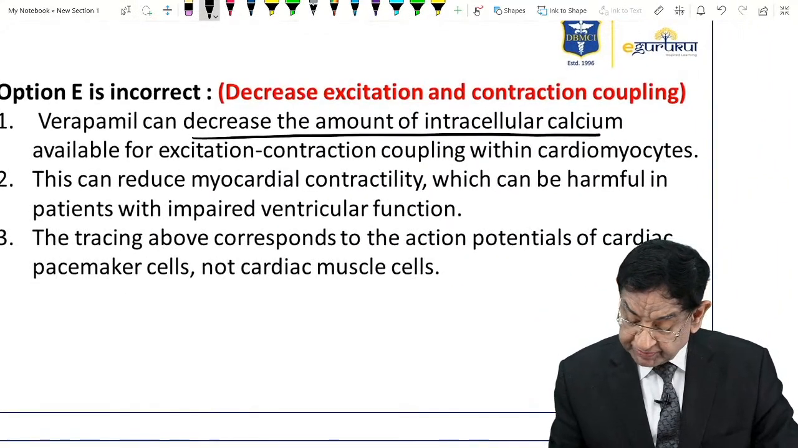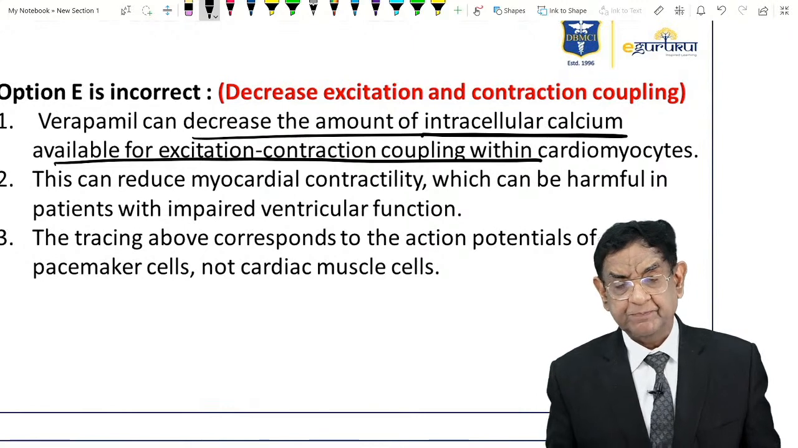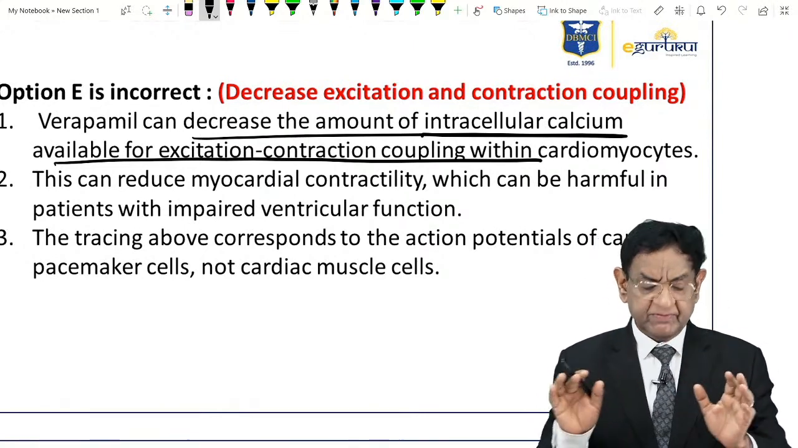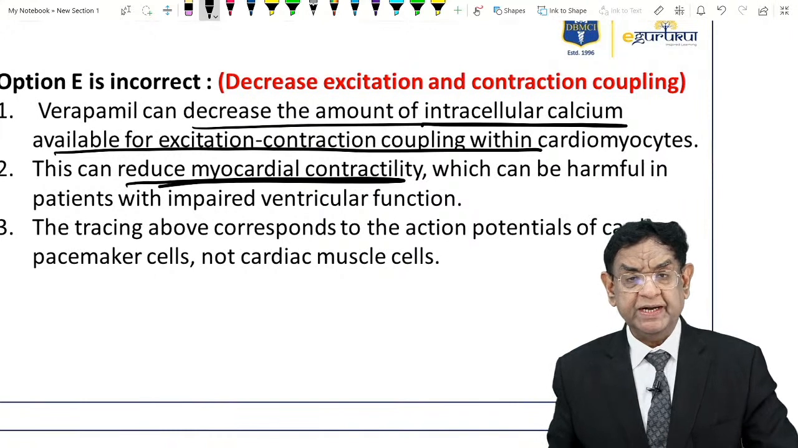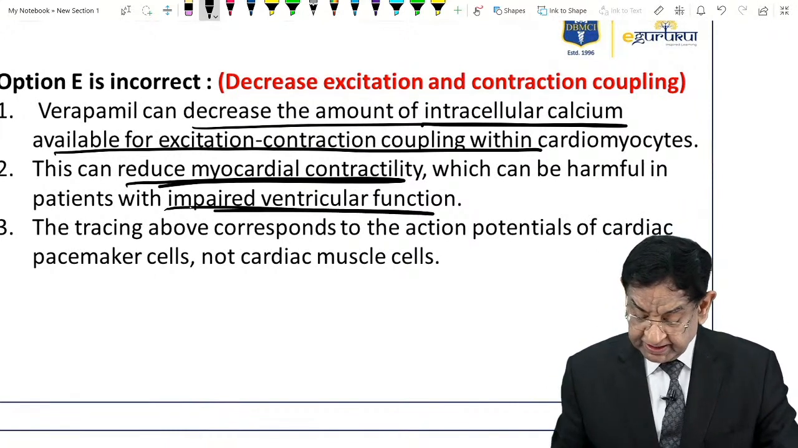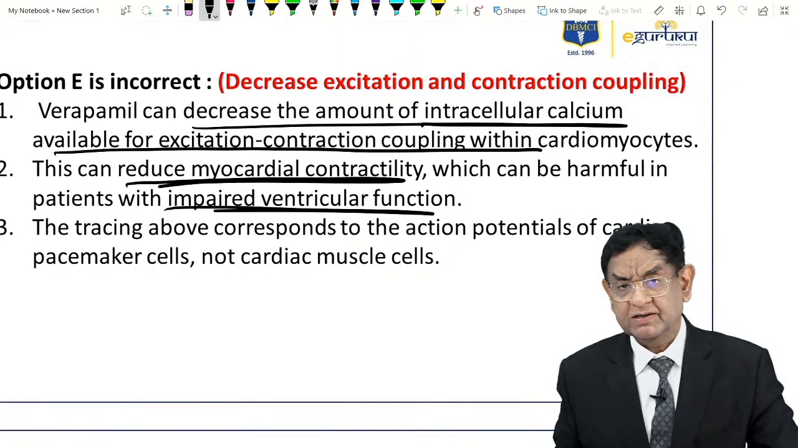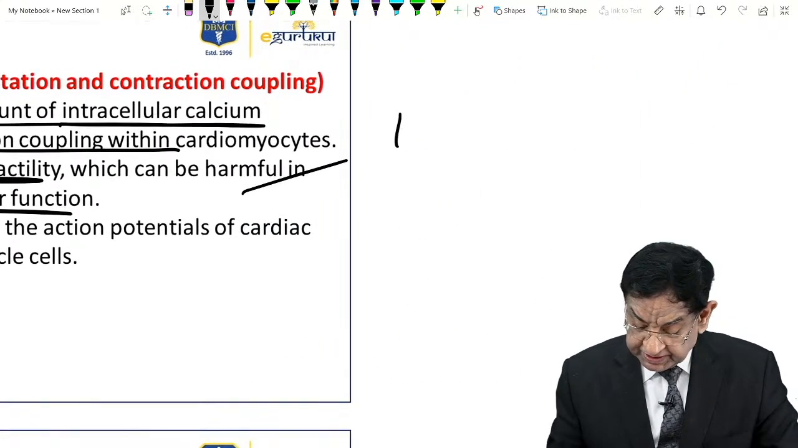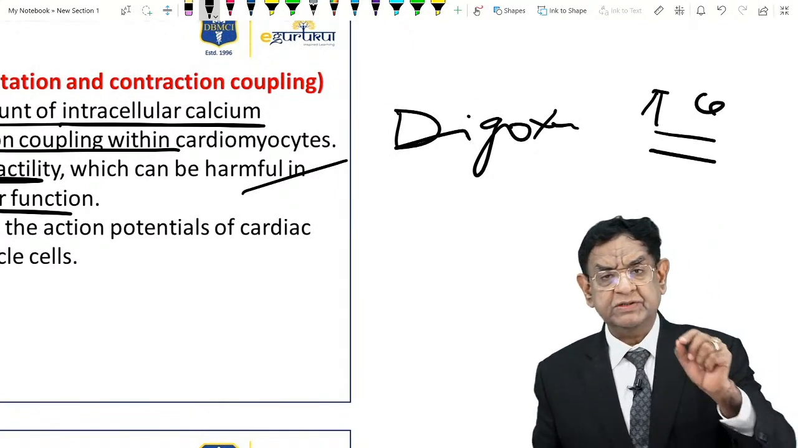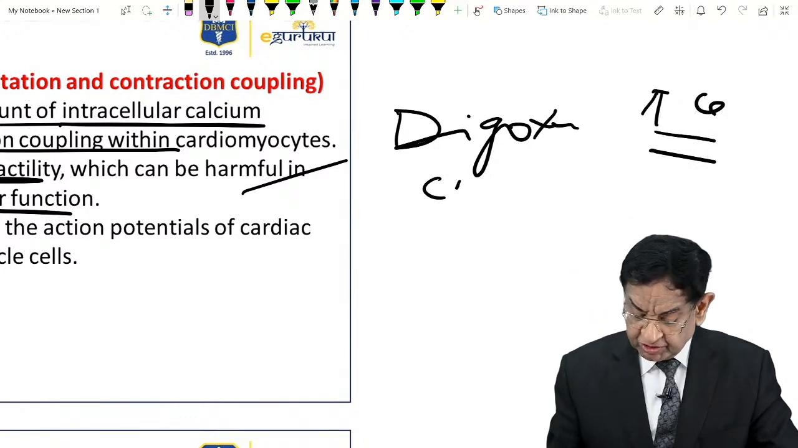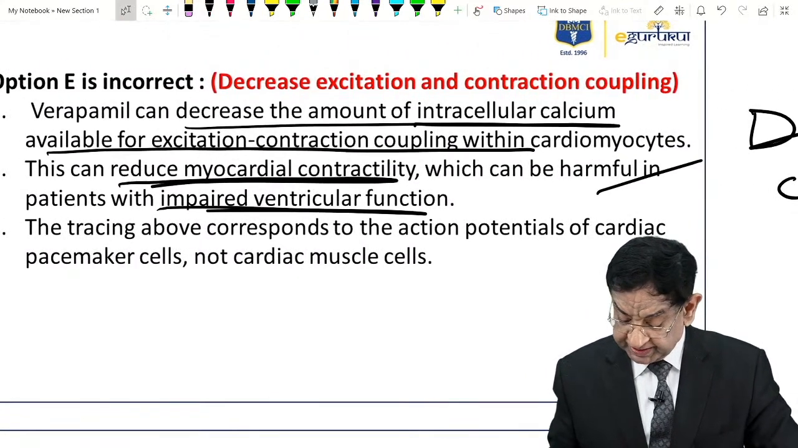Verapamil can decrease the amount of intracellular calcium available for excitation. Yes, it is a calcium channel blocking drug, so the amount of calcium in the cell will be reduced. So it reduces myocardial contractility. That's why this drug is not used in patients having congestive heart failure, because verapamil is reducing the intracellular calcium. In contrast, digoxin causes increased calcium inside the cell. That's why it causes increased cardiac contractility, and that's why digoxin is used in the treatment of congestive heart failure. Verapamil is contraindicated in congestive heart failure.